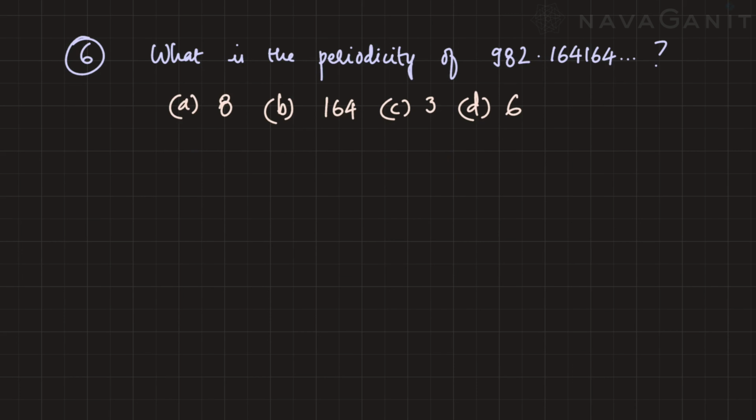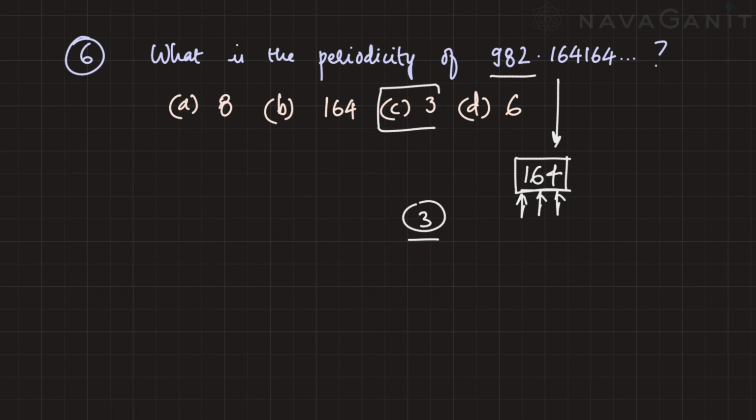What is the periodicity of 982.164164 and so on? In this particular number, the repeating block is 164, that is 164 164. So 164 is my repeating block, and the length of this block is 3, because there are 3 digits in this block. So 3 would be the periodicity of this particular decimal number. So the correct answer is option C, 3.